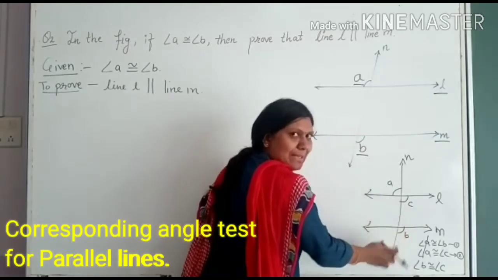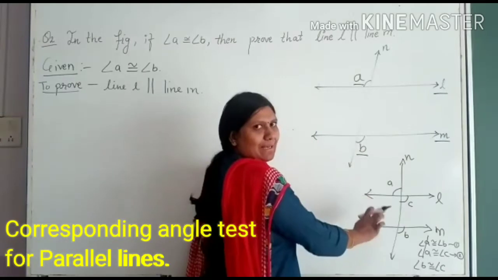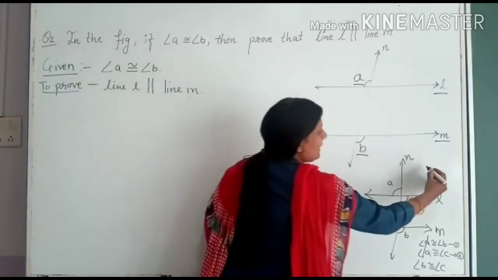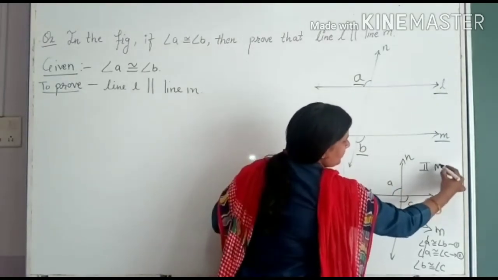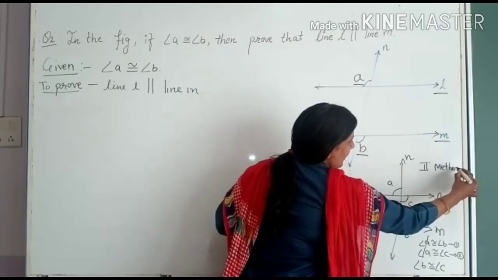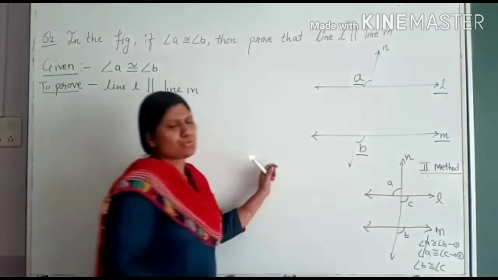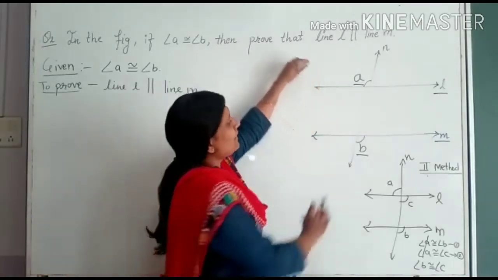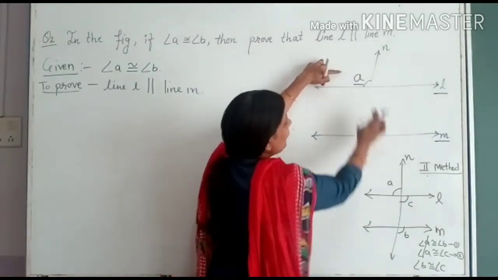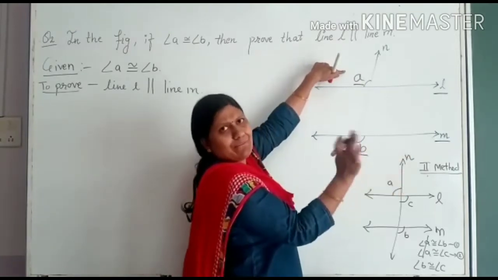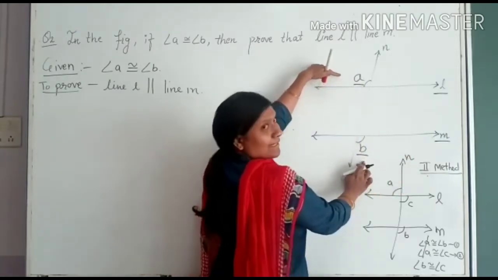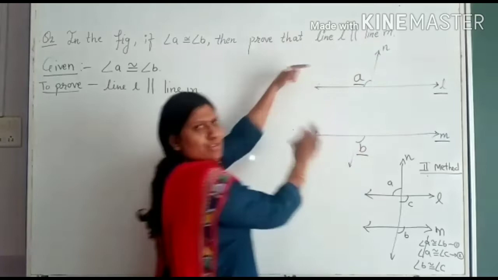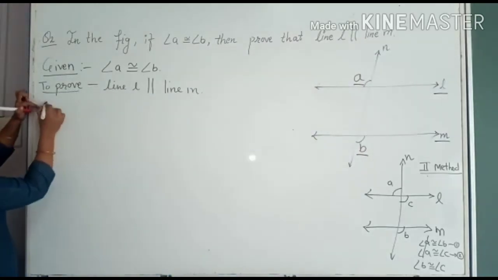So we can prove it by the corresponding angle test for parallel lines also. This is the second method which you can use. If you are interested in solving by this method, you can go for it, or otherwise my suggestion is to use this one only. Angle A and angle B are given to us, they are the exterior alternate angles of line N. So go for the simplest one. Prove.